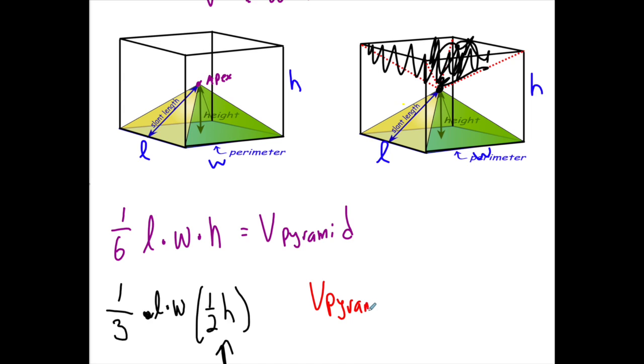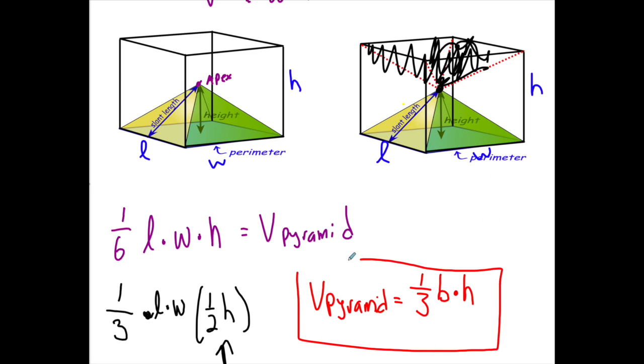of a pyramid is equal to 1/3 of the base of the pyramid, which is length times width, times the height of the pyramid. Now, remember here, when I talk about H, in this case, H is the height of the pyramid. In the earlier case, H was the height of the prism. So I want to make sure I specified that so you didn't get those two H's confused.